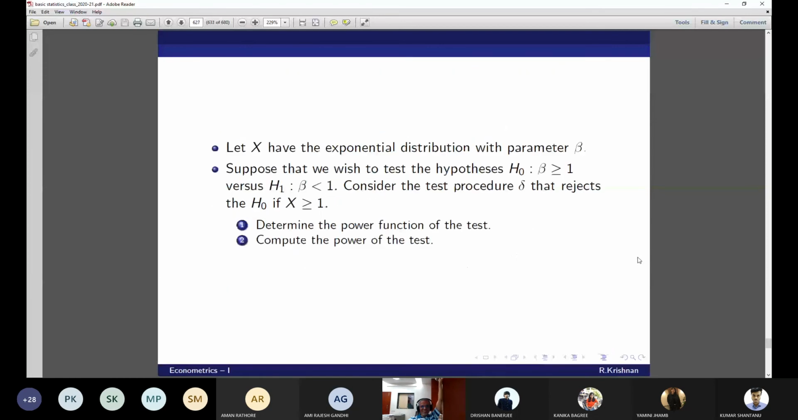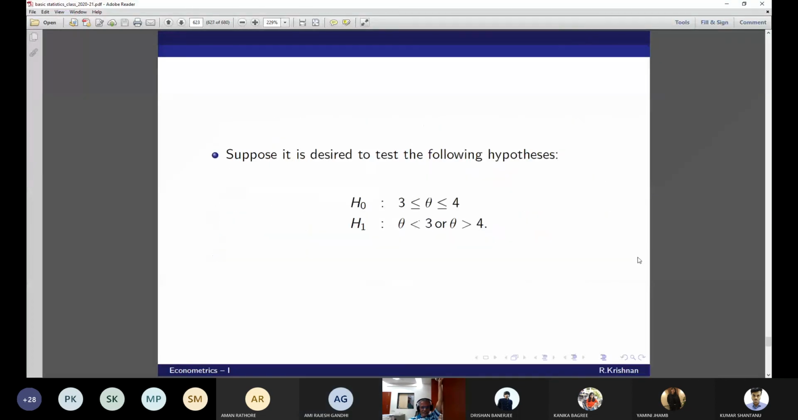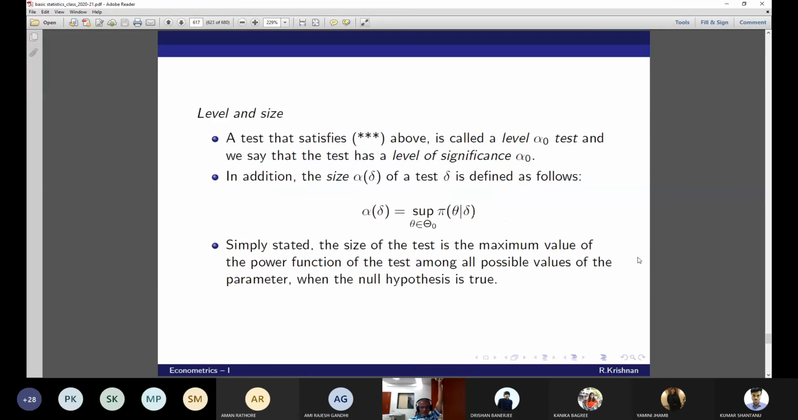Okay. Look at this explanation. Where did we go now? Size of this test is the maximum value of the power function of the test among all possible levels of the parameter. Okay. Yes, sir. So this is the maximum value that you can get.